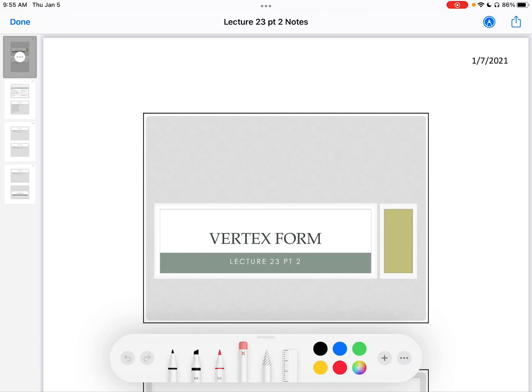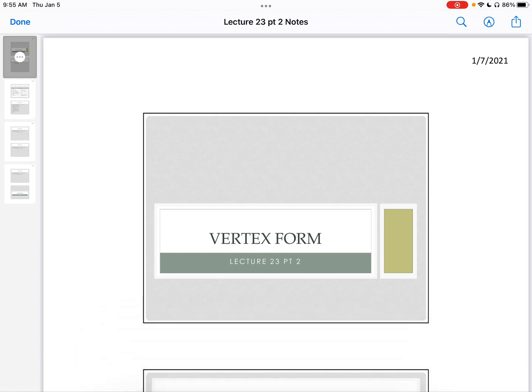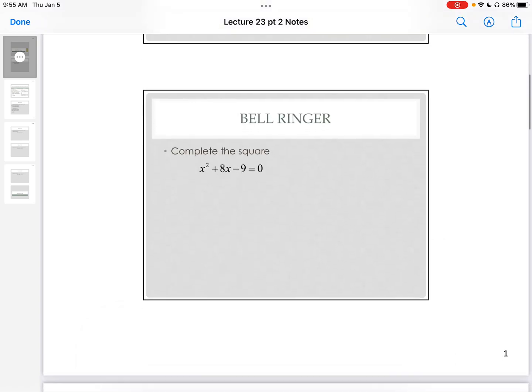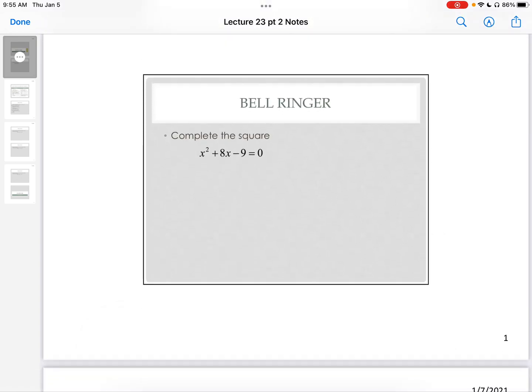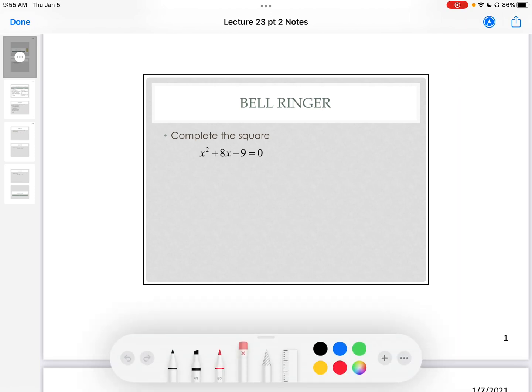Okay, we're doing lecture 23, part 2, which is going to be talking about the vertex form. Before we get into the vertex form, I do want us to go over completing the square because this is going to come into play with what we are doing today.